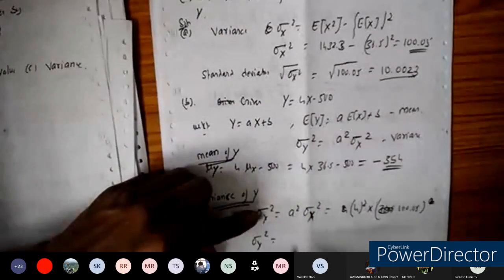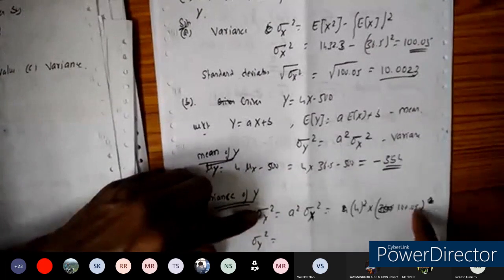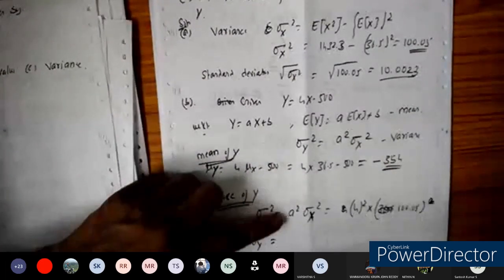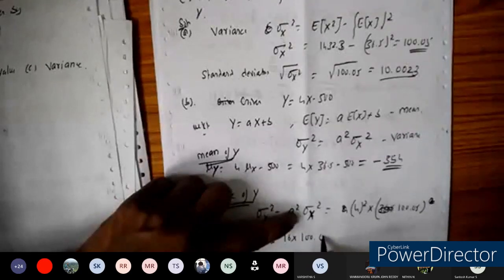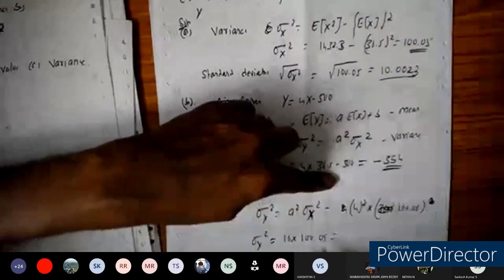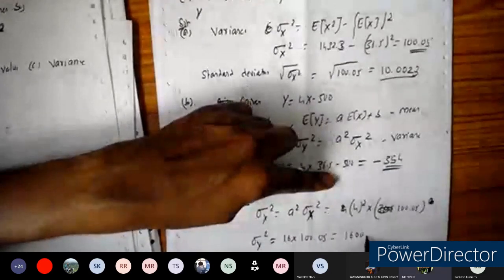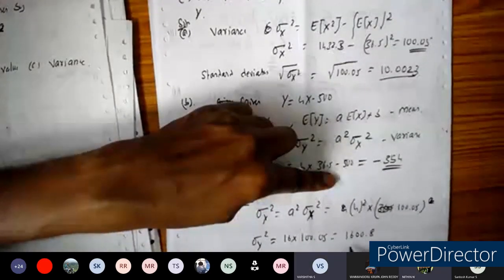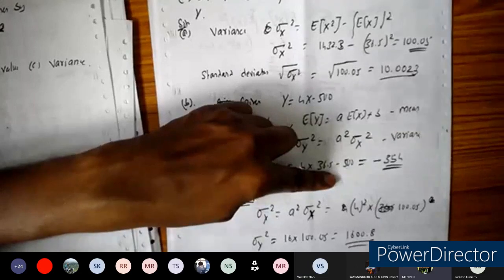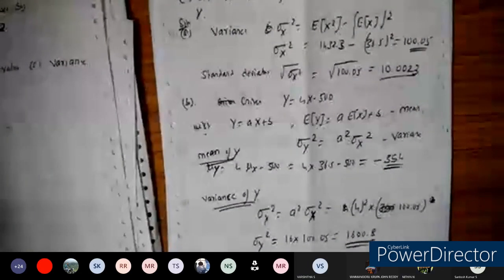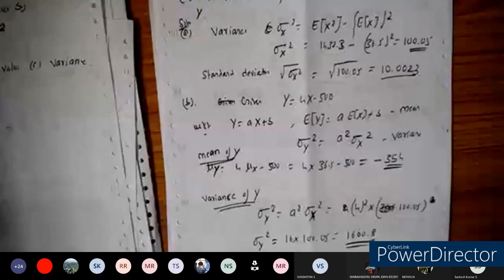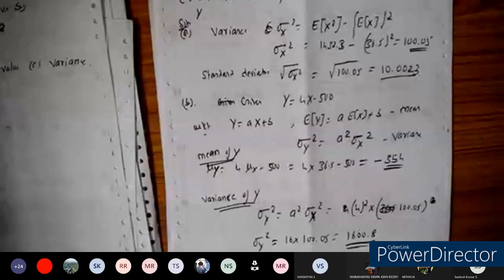So sigma y square is 16 into 100.05, so this will become 1600.8. Okay, very good. So done. This is the variance of the random variable y we got here.